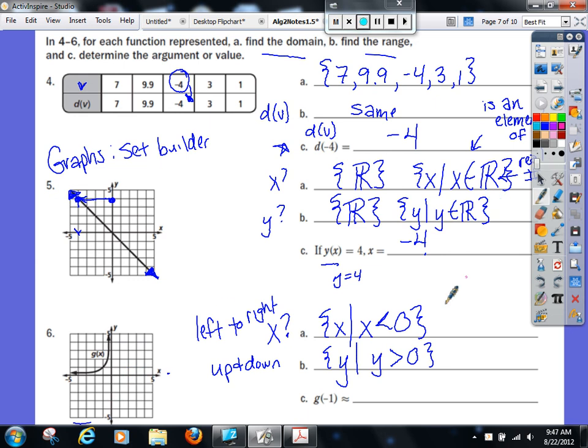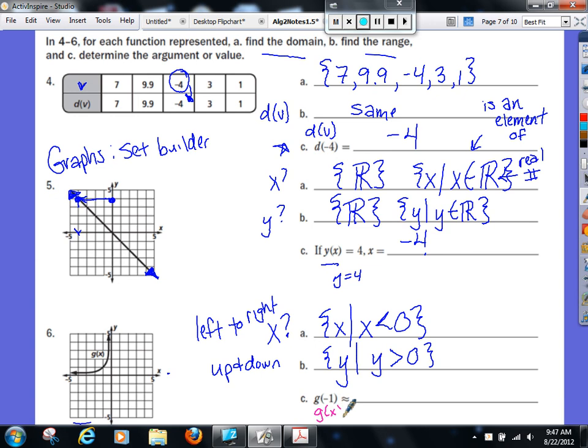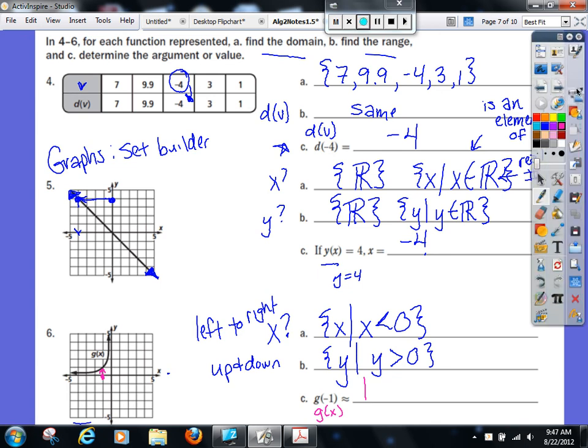Okay, here we go with g of negative 1. That's the same thing as saying g of x. So we're looking where is x equal negative 1? X is negative 1 right here. Take it up to the graph, and we are at, looks like 1. I don't know if it's quite 1, but that's what it looks like. If you have any questions, mark them down. Let's talk about it tomorrow.